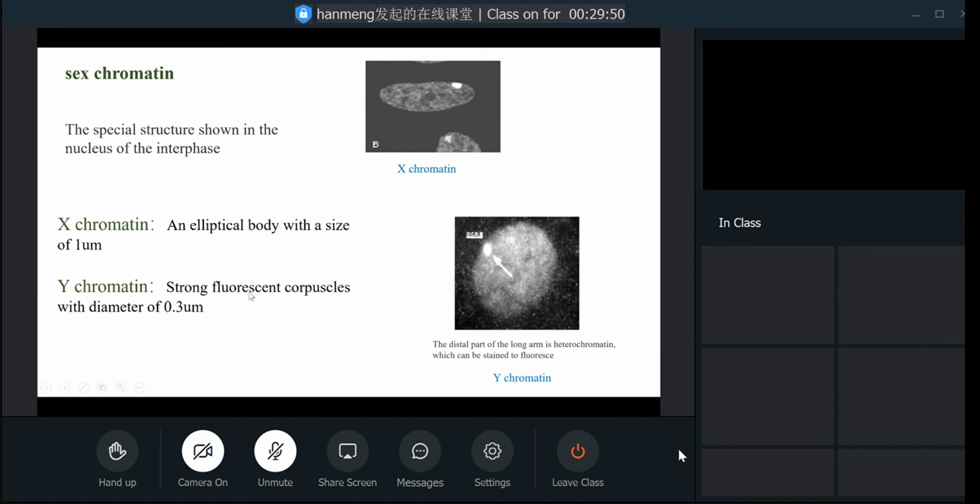The Y chromatin is a strong fluorescent corpuscle with a diameter of 0.3 micrometer. It is because the distal part of the long arm of the Y chromosome is heterochromatin, so this area can be stained to fluorescent. But from the size of the X and Y, we can see the Y chromatin is far smaller than X chromatin.